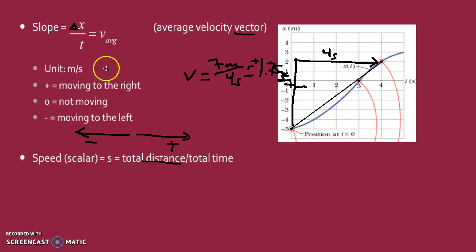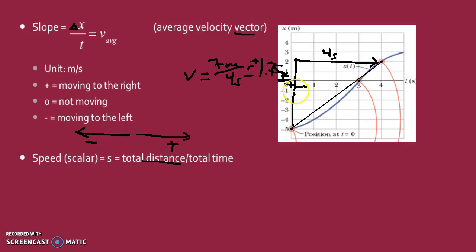Something to think about: when we do calculations with a vector, we get another vector. When we do calculations that don't involve vectors, where all the values are scalars, distance is a scalar, time is a scalar, we end up with another scalar. So speed would be the scalar version of velocity.